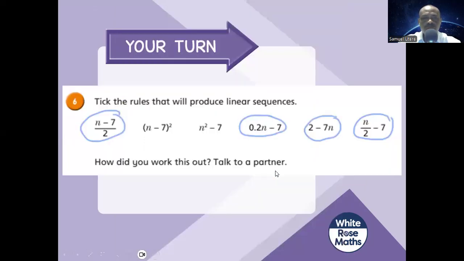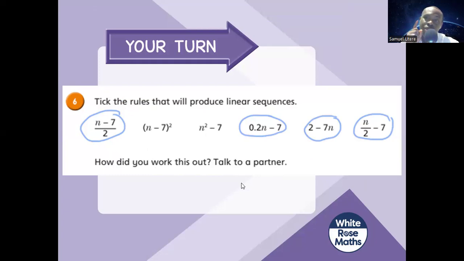Here is the answer to question 6. Question 6, you were being asked, tick the rules that will produce linear sequences. Okay, the rules that will produce linear sequences, you work through them by doing some substitution and finding out whether each of the terms has a constant difference.